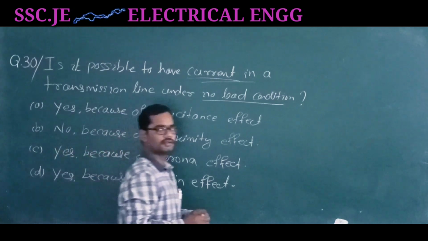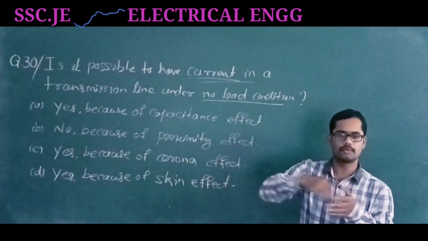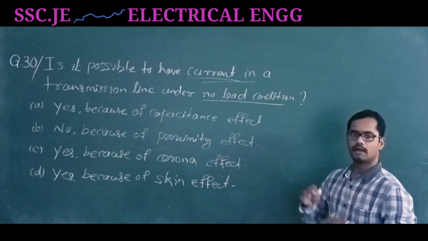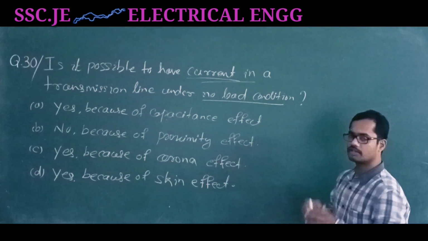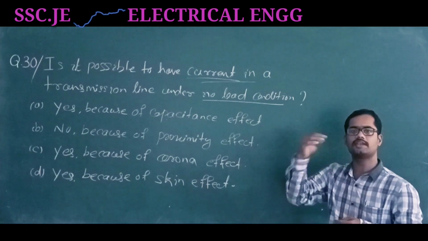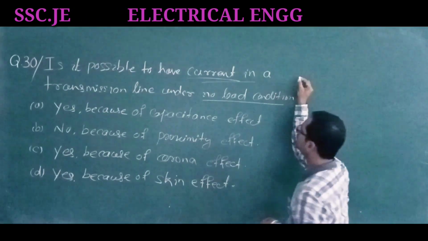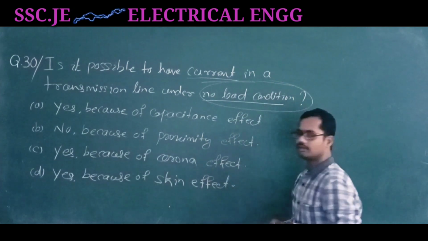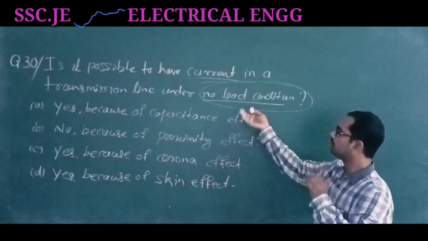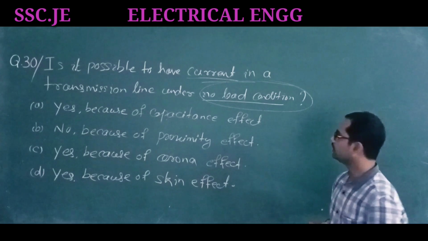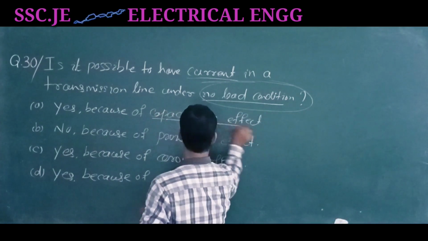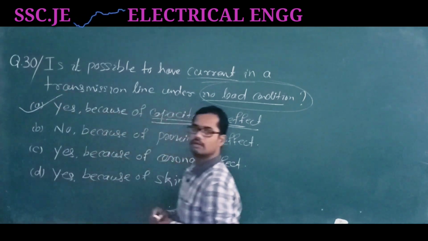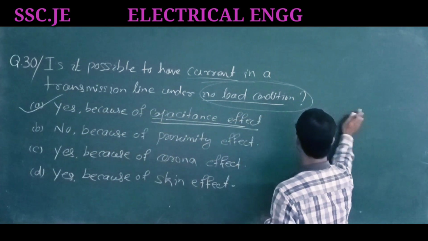In the transmission line, power flows. But when you cut the supply, or whenever there is no load, meaning consumption is not there, we are still getting some current. It is due to the capacitance effect of the system. So the answer is A. So why is it present?